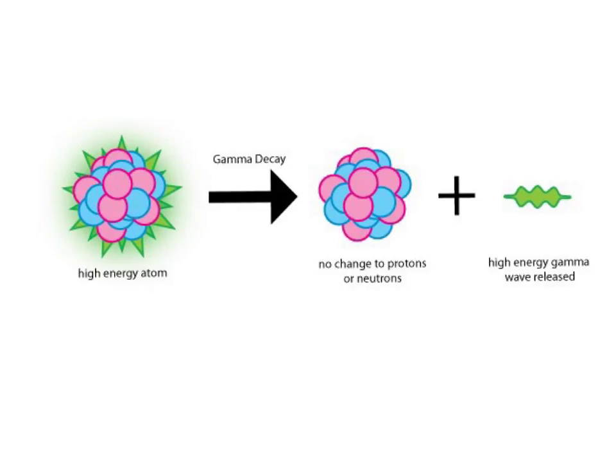So here's a visual representation of a gamma decay. As you can see, we have an excited nucleus ready to undergo some decay. Now, as it decays, no change to protons or neutrons, except we do have a light gamma ray, a photon, being emitted.